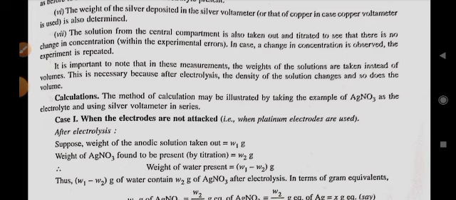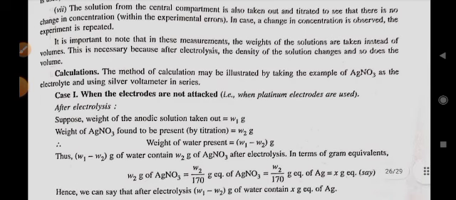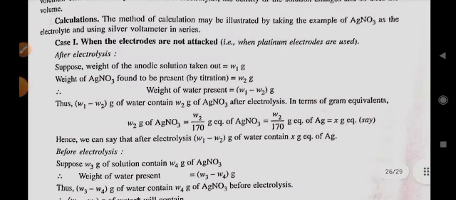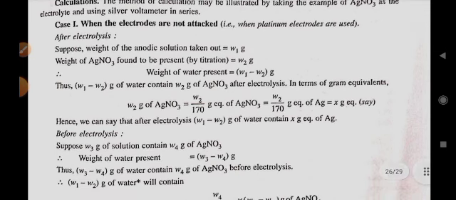Calculations. The method of calculation may be illustrated by taking the example of AgNO3 as the electrolyte and using a silver voltameter in series. Case 1: when the electrodes are not attacked, that is, when platinum electrodes are used. After electrolysis, suppose the weight of the anodic solution taken out is W1 gram. Weight of AgNO3 found to be present by titration is W2 gram. Weight of the water present is W1 minus W2 gram.